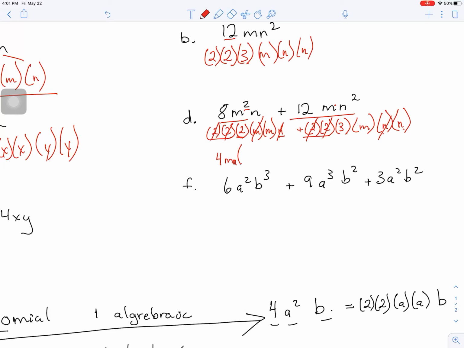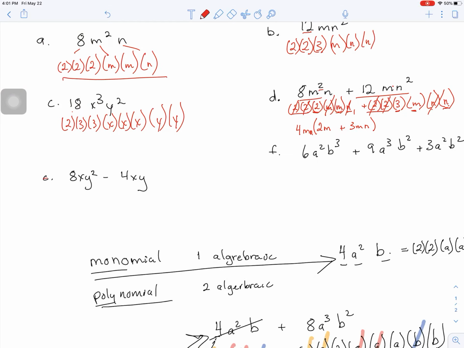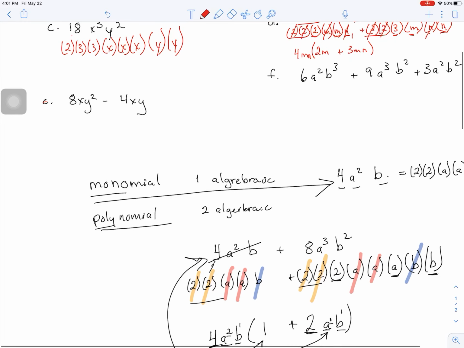So what do we have left of this one? We have 2, and we have an m. So we put 2m here, plus, and now we have a 3 and an m n here, plus 3mn, and now we have factored it.